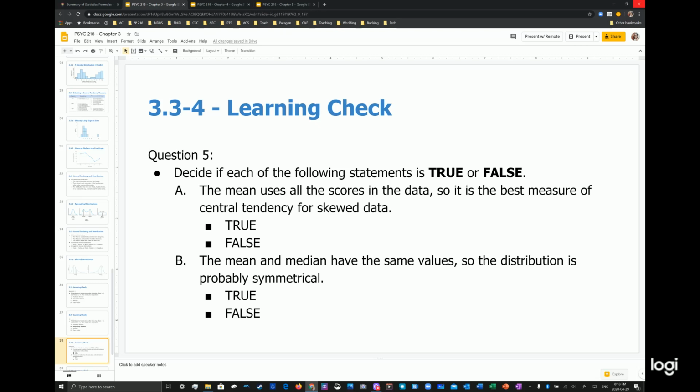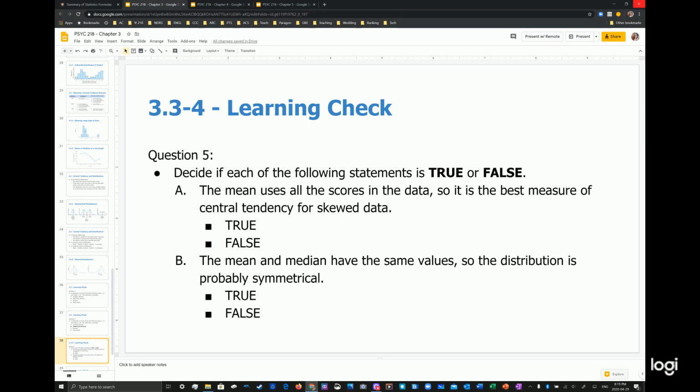Okay, some more learning checks, and then we're done. Question 5 is two-part, true or false. A, the mean uses all the scores in the data, so it is the best measure of central tendency for skewed data. True or false? B, the mean and median have the same values, so the distribution is probably symmetrical.